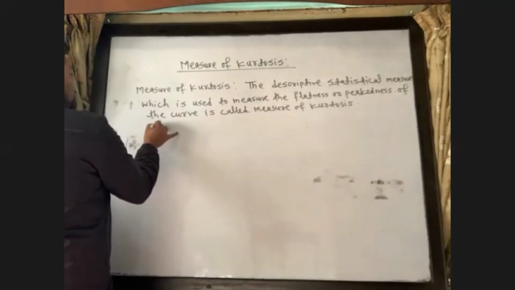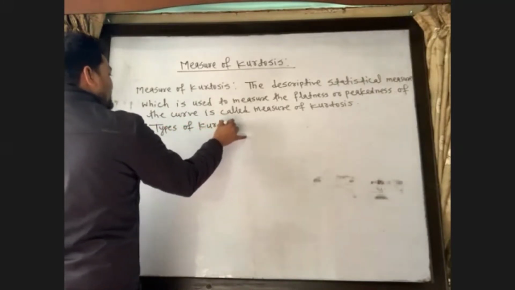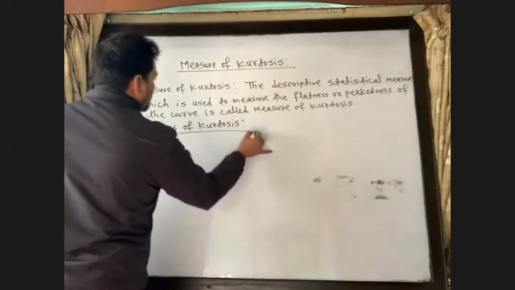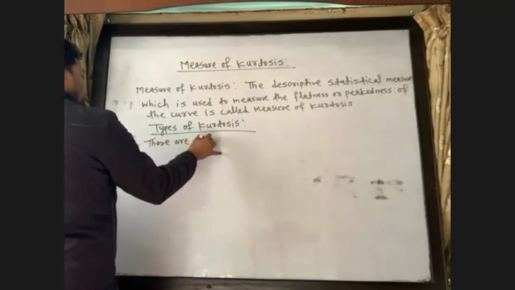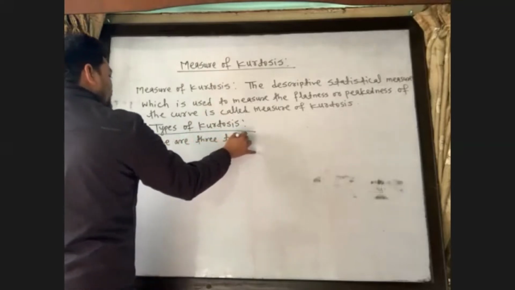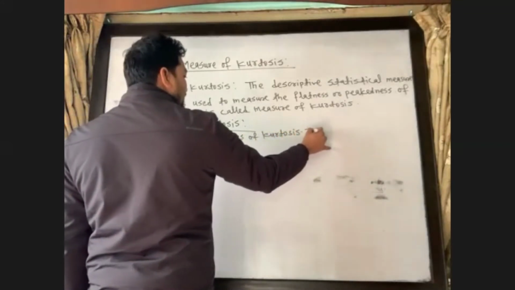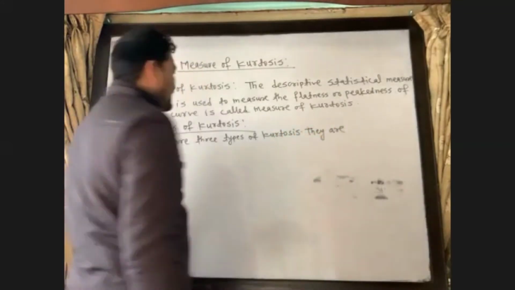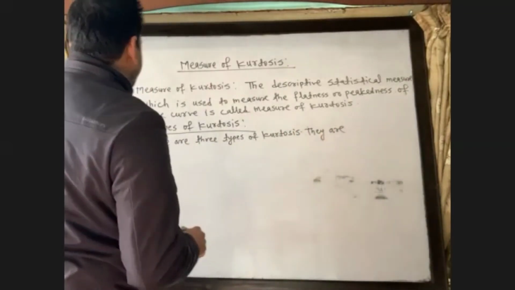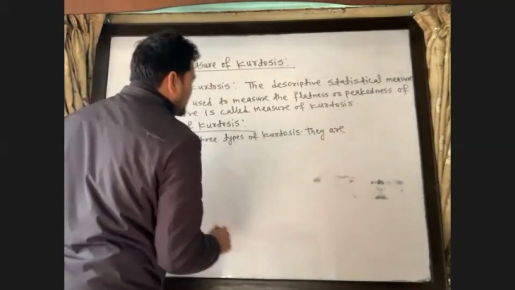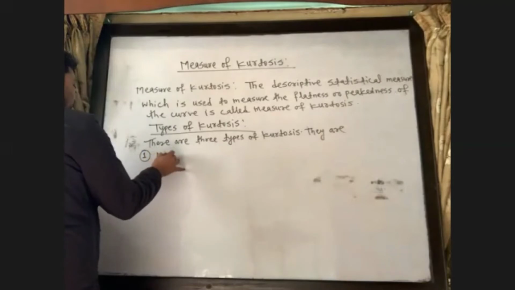अब यति लेखिसके पछाडी types of kurtosis. Types of kurtosis मा there are three types of kurtosis. अब हामीले चाहिँ कतिवटा टाइप्स हो त कुर्टोसिसको. There are three types of kurtosis. They are. one नम्बरमा लेखौं मेजोकुर्टिक.